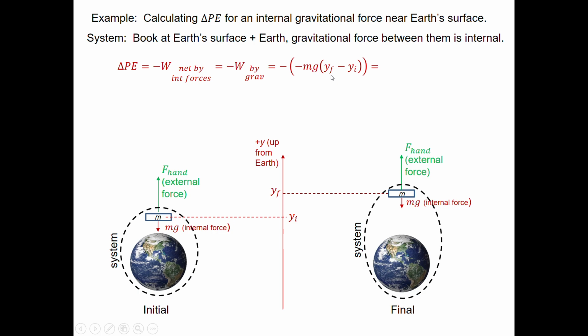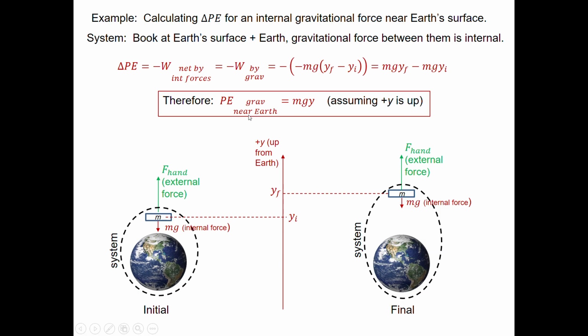Okay, so how far it was displaced was y final minus y initial. So let me just multiply all these minus signs through and simplify this mess a little bit. I get mg times y final minus mg times y initial. So notice we're saying the change in potential energy is mgy final minus mgy initial, and that seems to suggest that there's something called the gravitational potential energy, which is just mgy. So the change is just the final gravitational potential energy minus the initial gravitational potential energy.